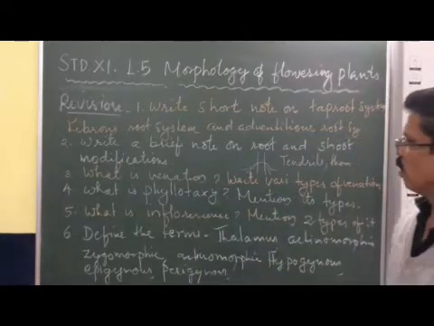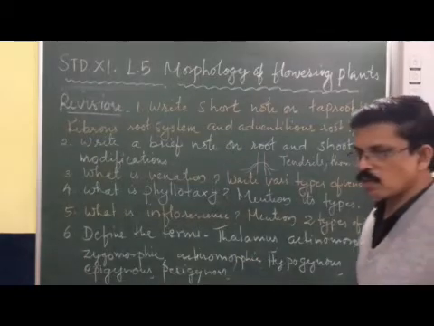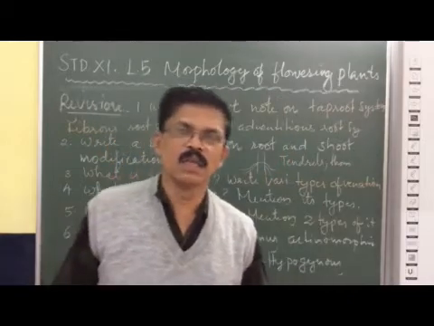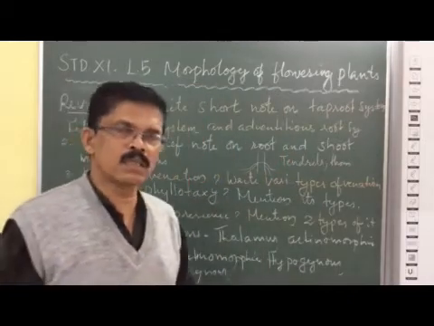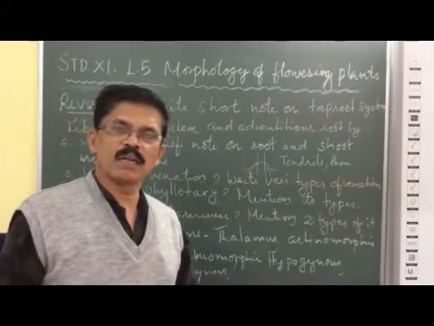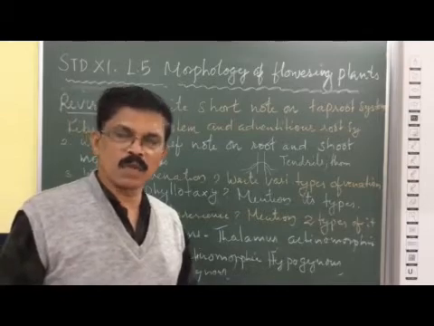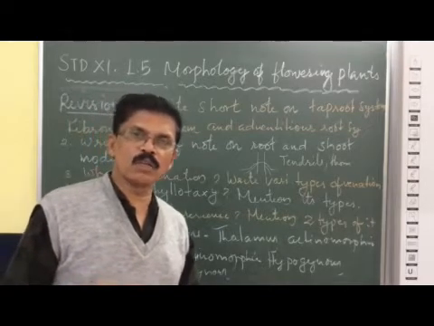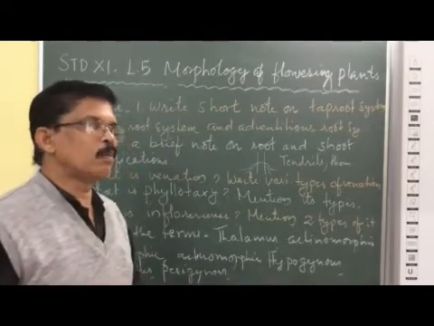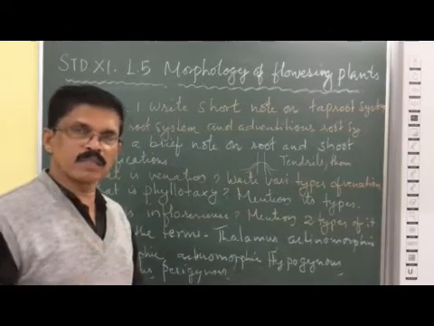Now the third question: what is venation, and what are the different types of arrangement of veins on the lamina of the leaf? The arrangement of veins on the lamina, or leaf blade, is called venation. There are 2 types of venation: parallel venation and reticulate venation.